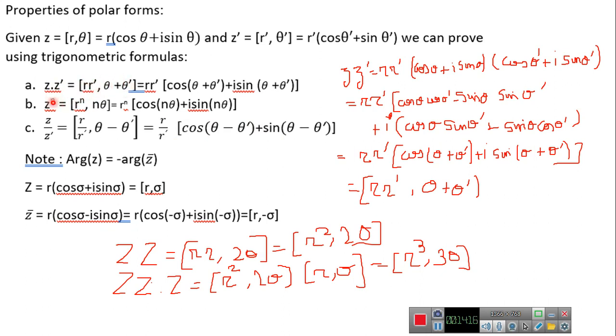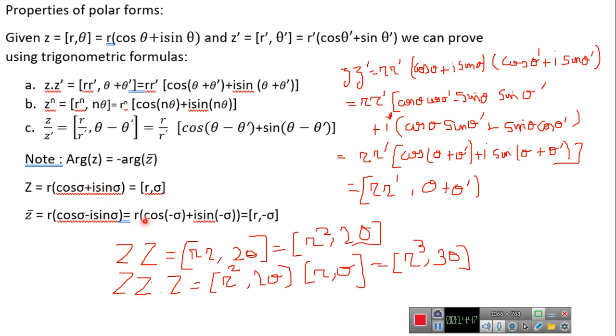If you have z over z prime, the same way we did here, we can show it is r over r prime, but the angle above minus the angle below. So z times z prime, you multiply the moduli of the two complex numbers, but you add the angles. If you have the power, you write r to the power n, but you multiply the angle by n. If you have z over z prime, you do r over r prime and the angle above minus the angle below.